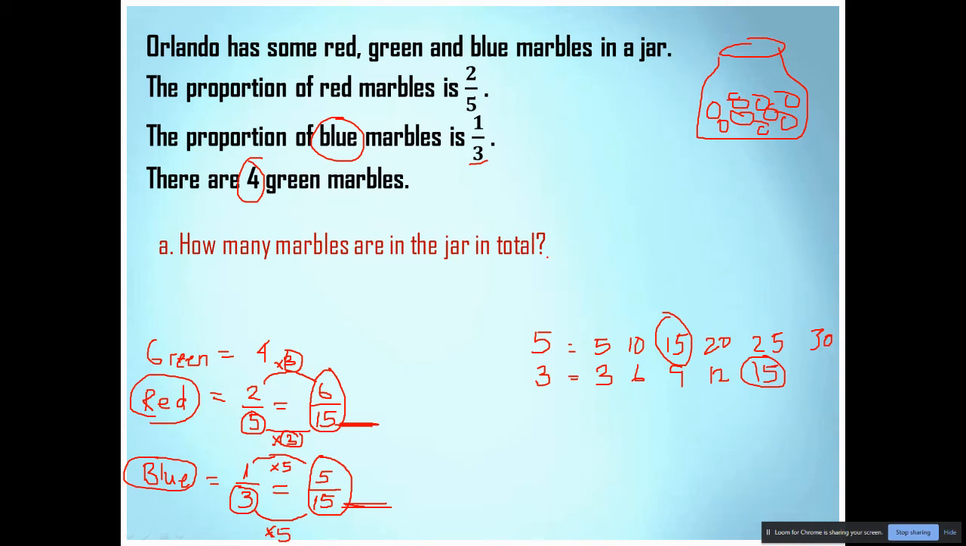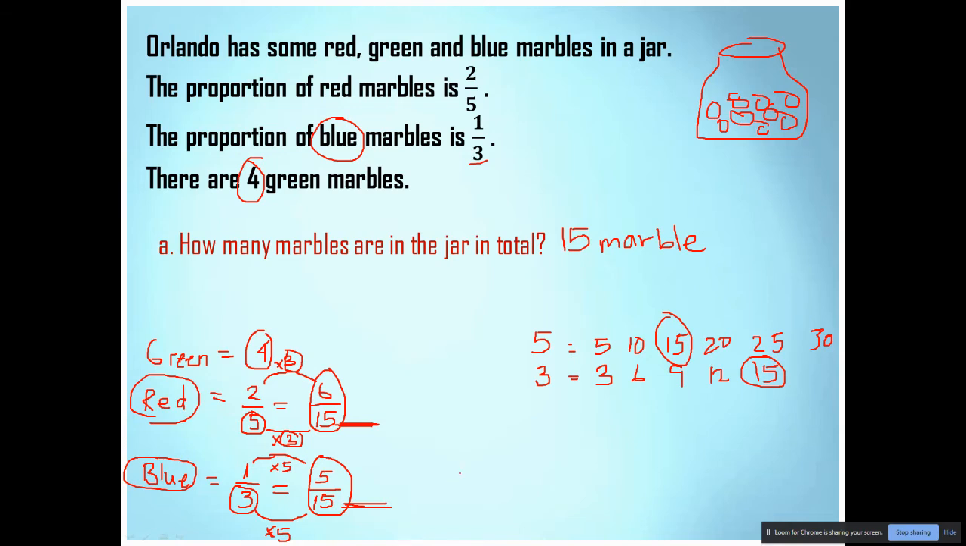How many marbles are there in a jar? There are 15 marbles. Okay, to find the total number of a fraction, you have to return these fractions into similar fractions, and then the denominator is their total number. That means out of 15 marbles, 6 are red, and out of 15 marbles, 5 are blue, and out of 15 marbles, 4 are green.